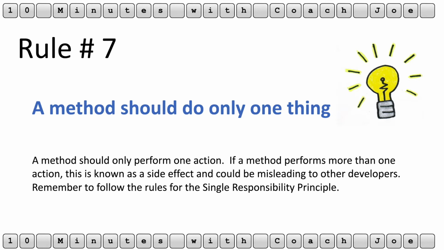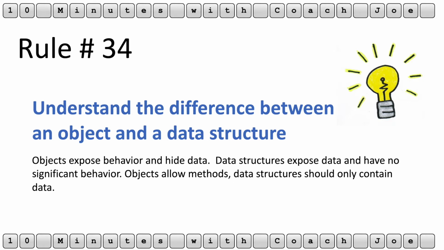And finally, Coach Joe rule number 34 states, understand the difference between a data object and a data structure. Episode 15 covers this topic in detail. Please review for more information.